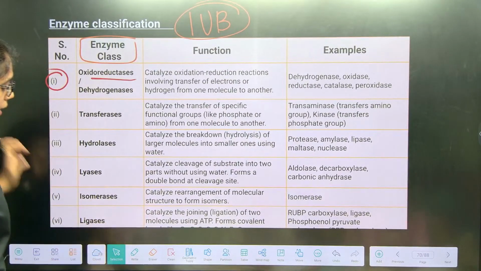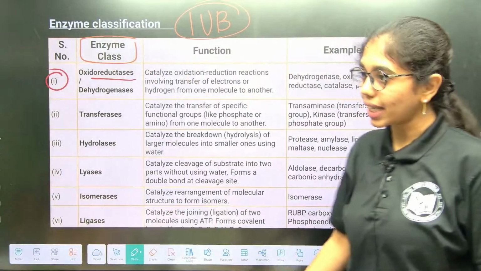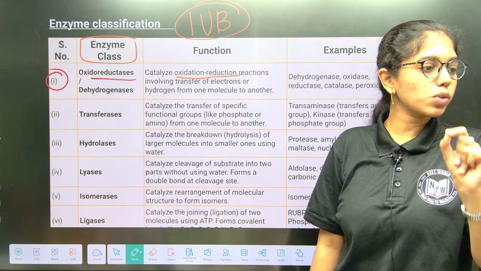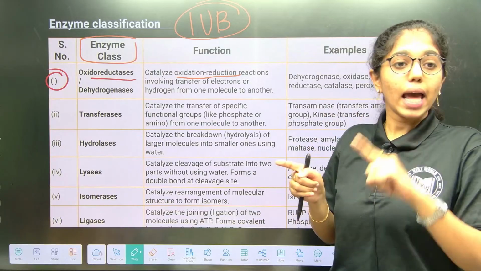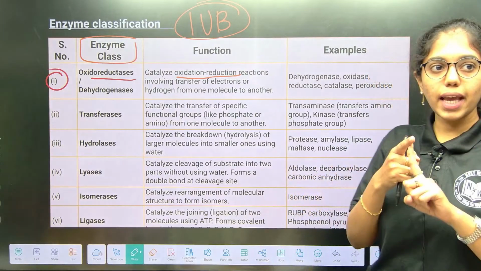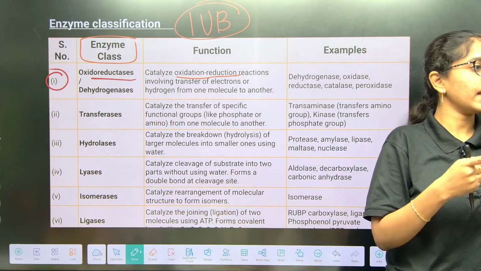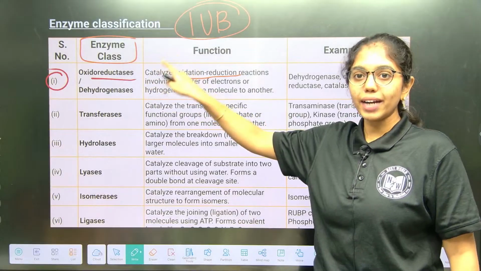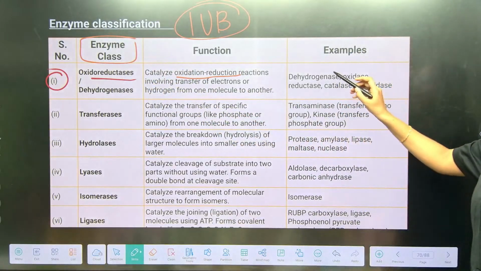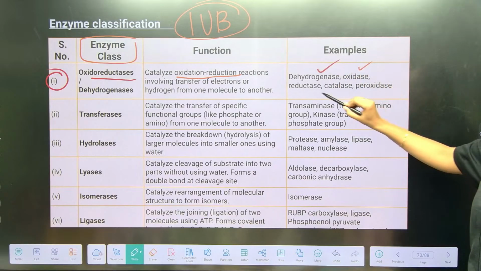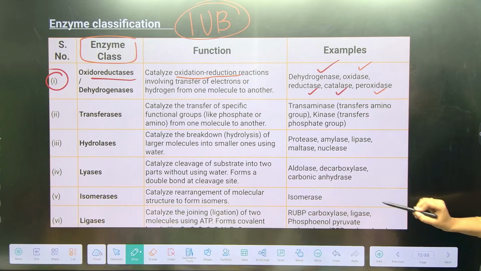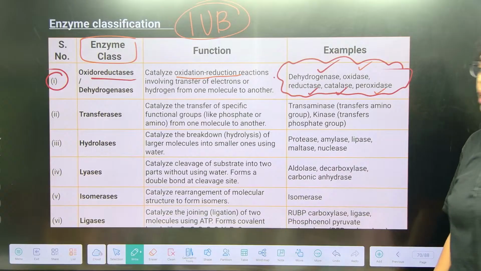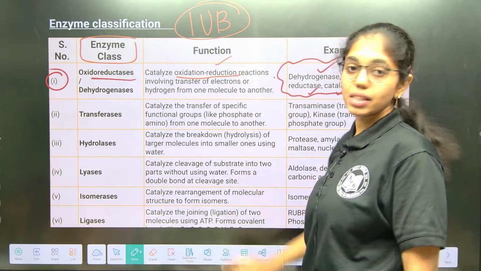What enzymes are put under this class? Those enzymes which catalyze oxidation reduction reactions. Okay. When oxidation reduction reaction happens, what happens? There will be a transfer of electrons or protons. In those reactions where oxidation reduction reaction happen and there is a transfer of electrons and protons, such enzymes are kept under what? Oxidoreductases or dehydrogenases. Examples include dehydrogenase, oxidase, reductase, catalase, peroxidase. Remember the examples, very important, and the function of the enzyme also. Okay. This you can get in match the following, this you can get statement based.